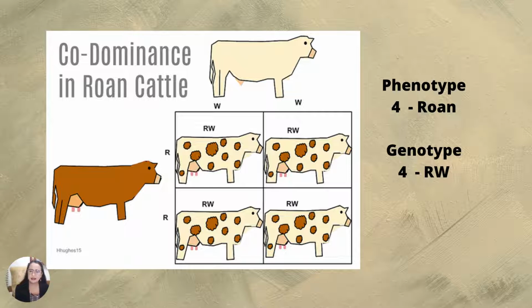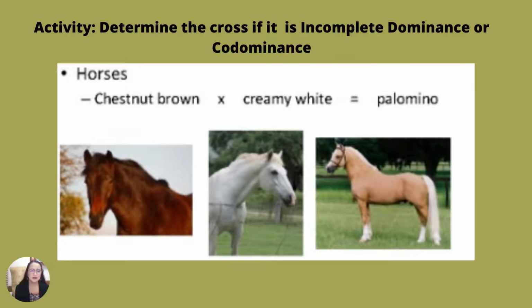Now, let us have a short activity. You're going to identify the pictures presented and consider if it is incomplete dominance or codominance. So what do you think is the answer between a chestnut brown horse crossed with a creamy white horse? As you can see, the resulting offspring is a palomino. So is it incomplete dominance or codominance? Excellent! You are right. It is an example of incomplete dominance.